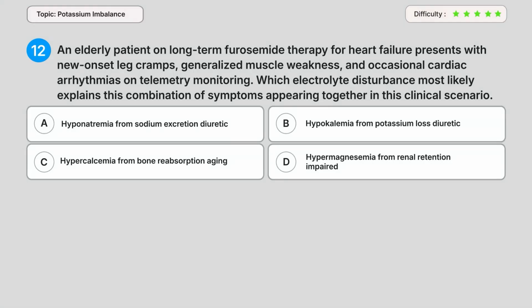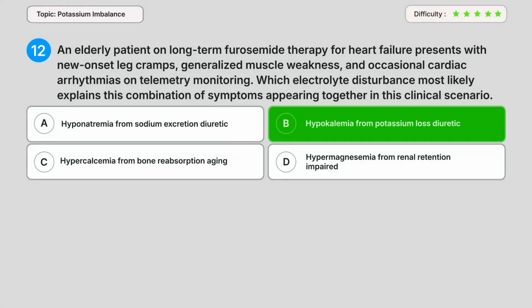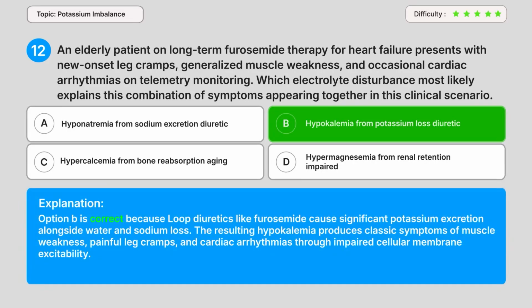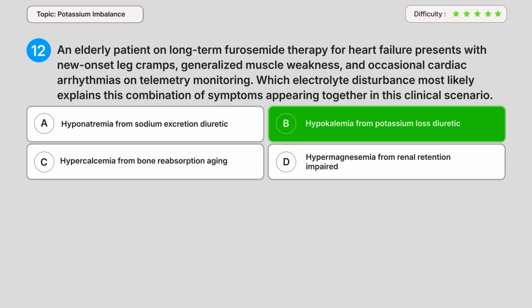Correct answer. B. Hypokalemia from potassium loss diuretic. Loop diuretics, like furosemide, cause significant potassium excretion alongside water and sodium loss. The resulting hypokalemia produces classic symptoms of muscle weakness, painful leg cramps, and cardiac arrhythmias through impaired cellular membrane excitability.